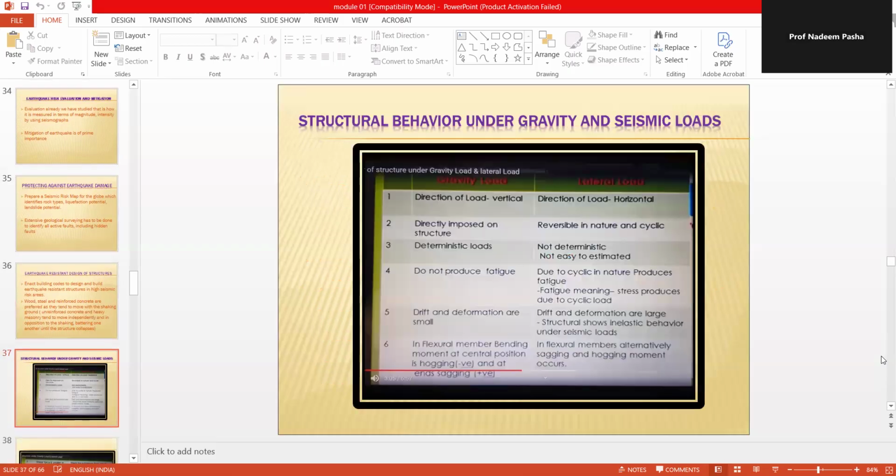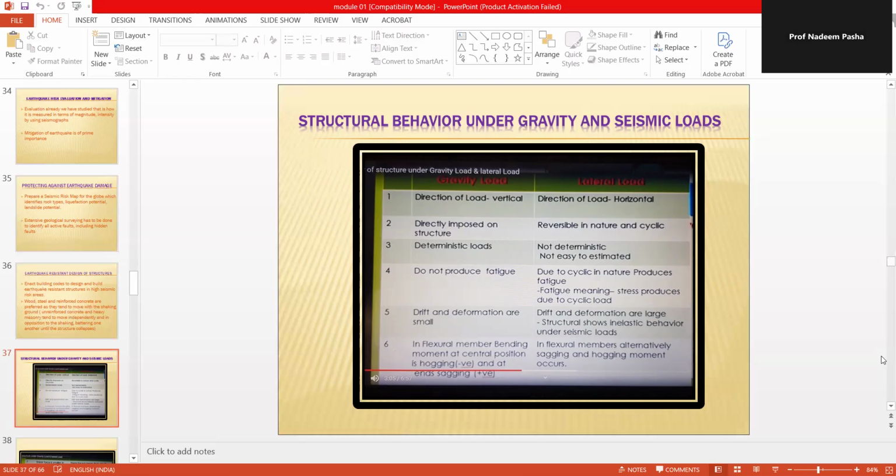Structural behavior under gravity and seismic load. Gravity load, lateral load. Direction of load vertical, direction of load horizontal. So gravity load and lateral load, how are we differentiating? Direction of load is vertical, whereas for lateral load, the direction of load is horizontal, imposed on the structure.